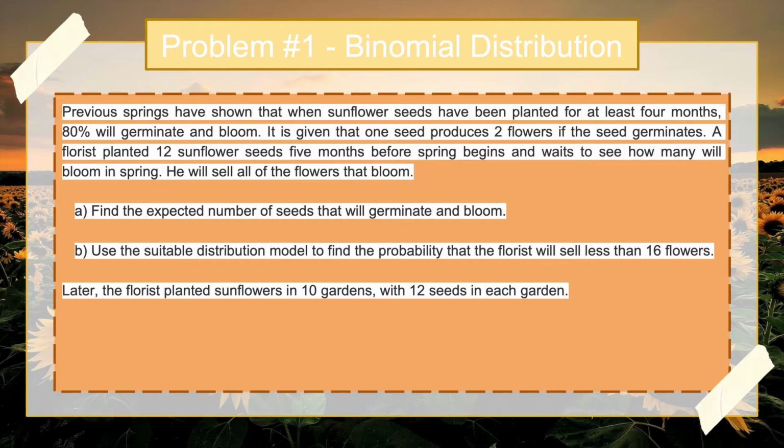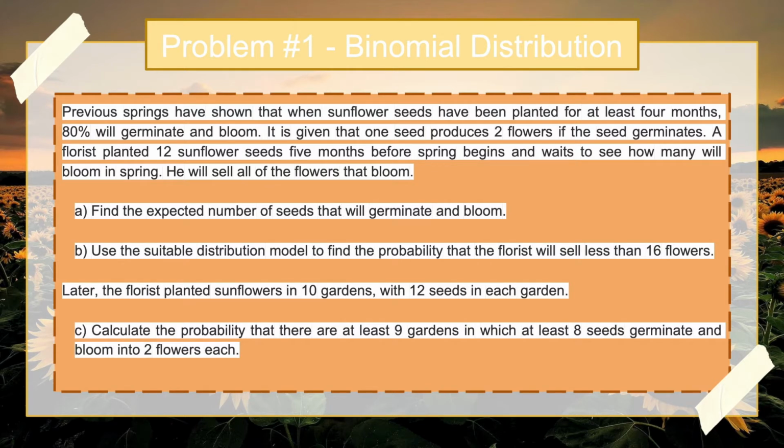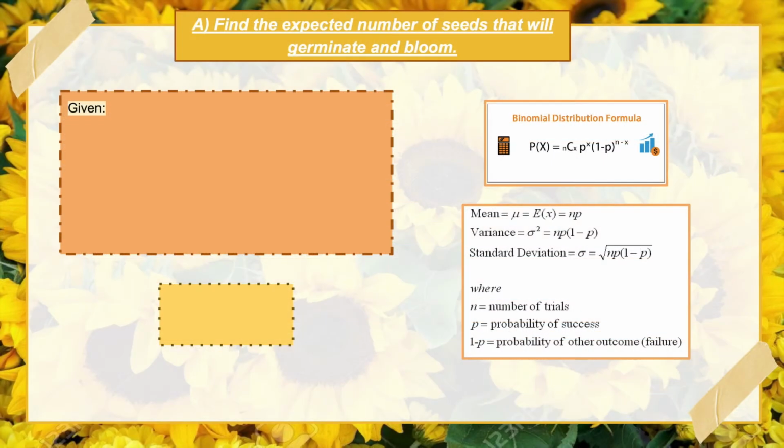Later, the florist planted sunflowers in 10 gardens with 12 seeds in each garden. C. Calculate the probability that there are at least 9 gardens in which at least 8 seeds germinate and bloom into 2 flowers each. Before finding the expected number of seeds that will germinate and bloom, it is better if we list all of the information given from the previous slide.